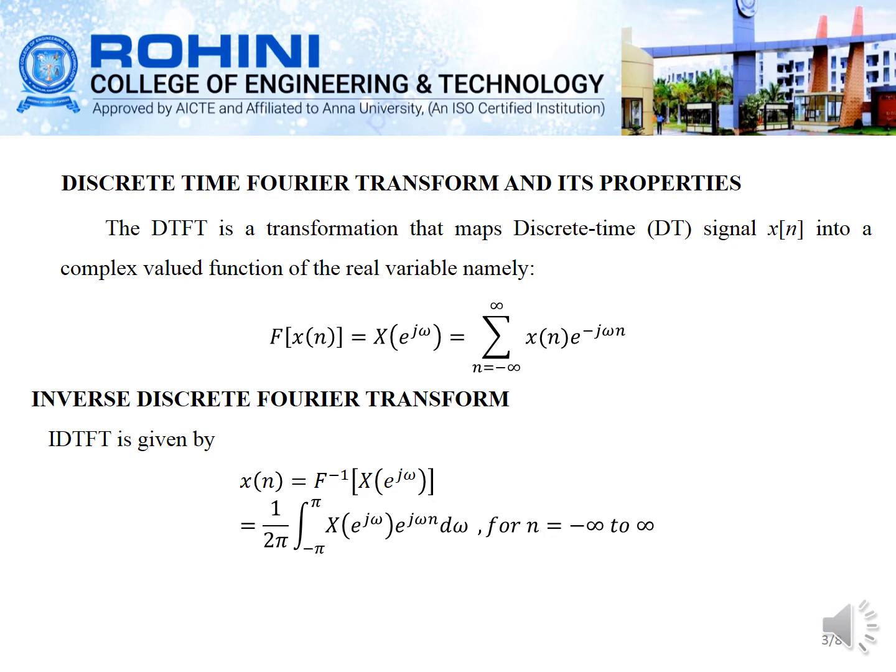And the inverse discrete time Fourier transform can be given as x of n equal to F inverse of X of e power j omega, which is equal to 1 by 2 pi integral from minus pi to pi X of e power j omega into e power j omega n into d omega.